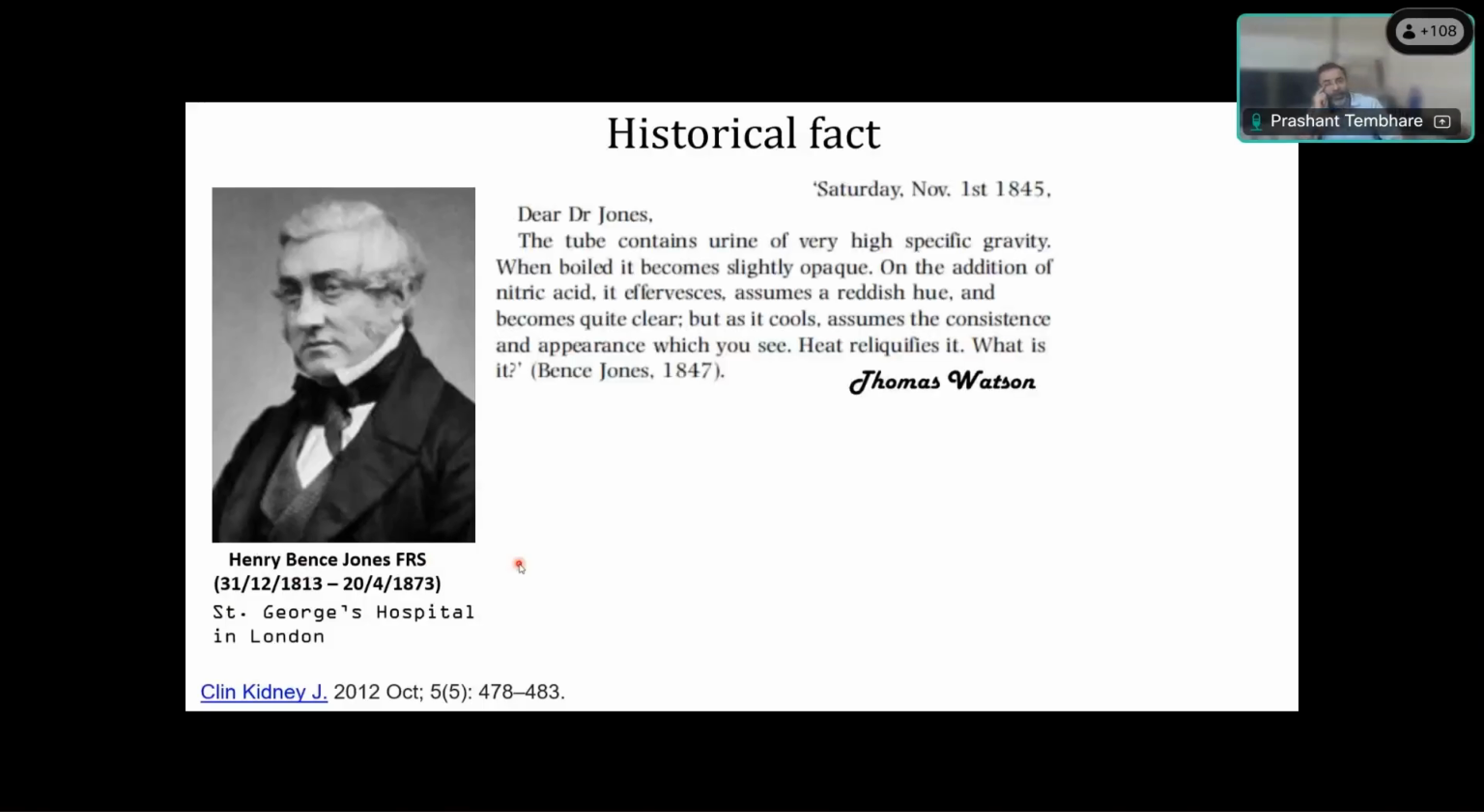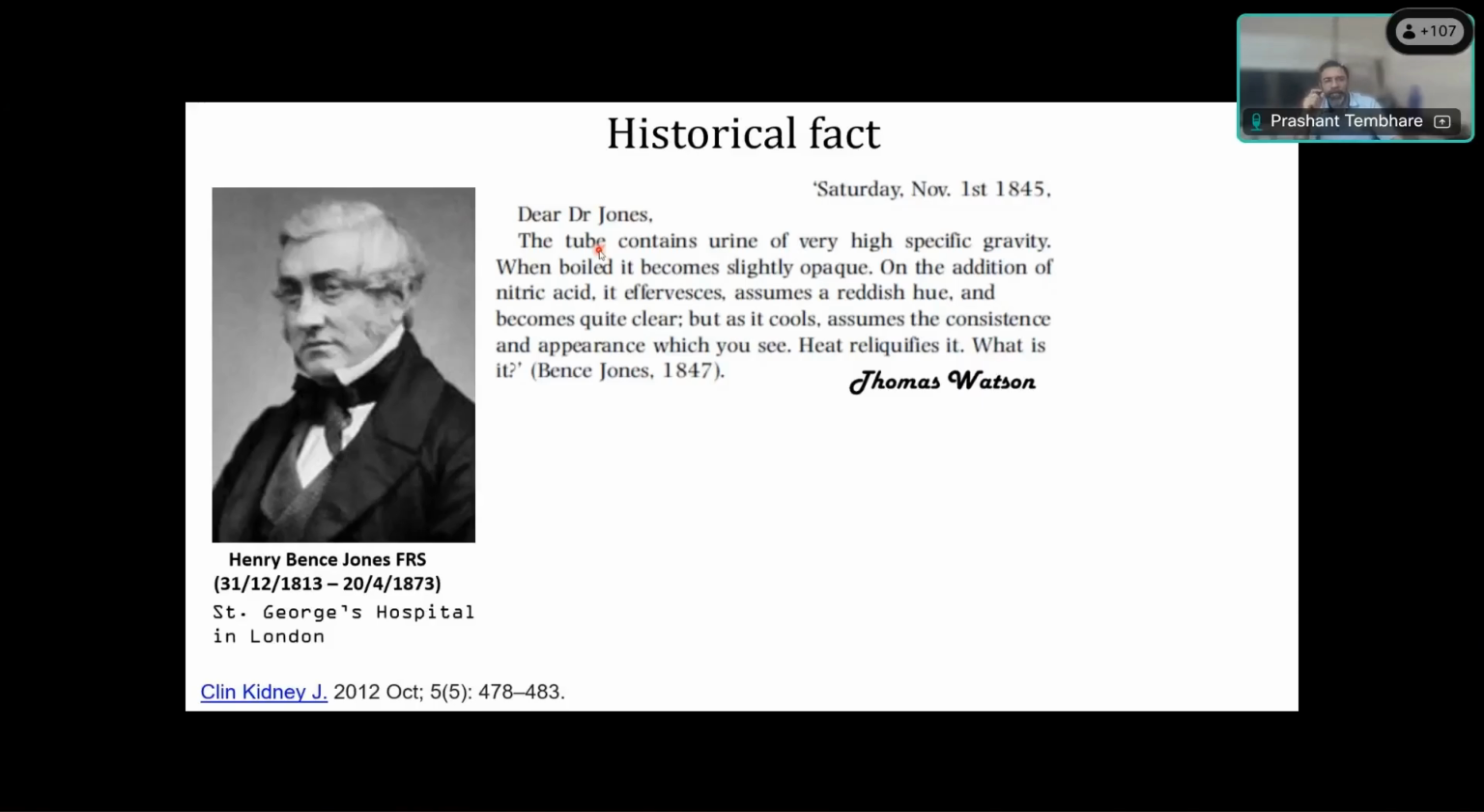He labeled this protein, and there is an interesting historical fact. Basically, this protein was first identified by Thomas Watson from London, UK. He looked at some proteins in urine and wrote to Dr. Jones regarding this. This is a letter from him from 1845. He mentioned that the tube contains urine with a very high specific gravity, which describes the Bence Jones protein.